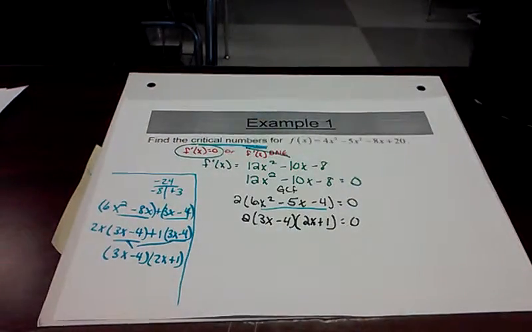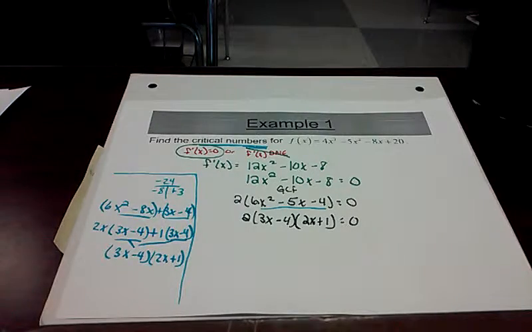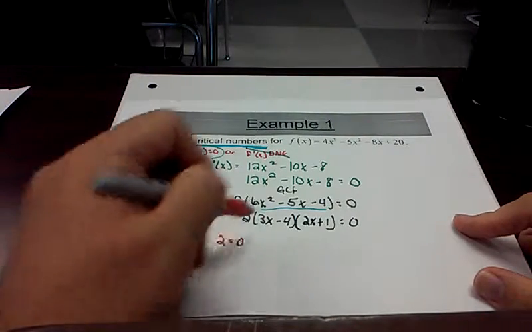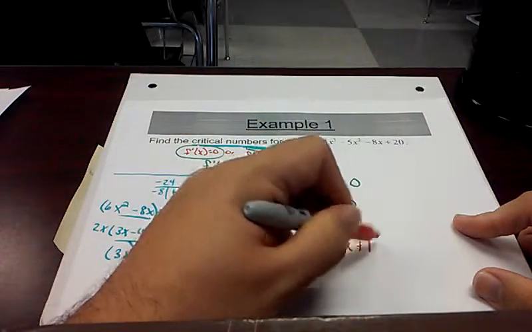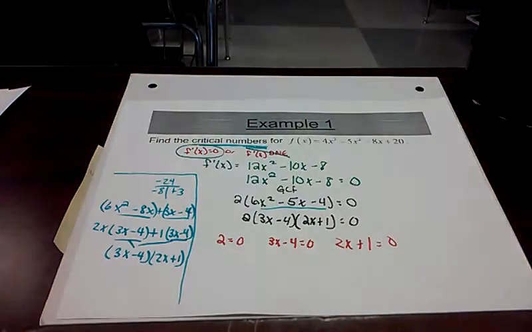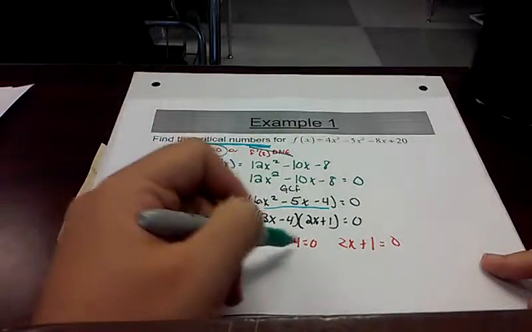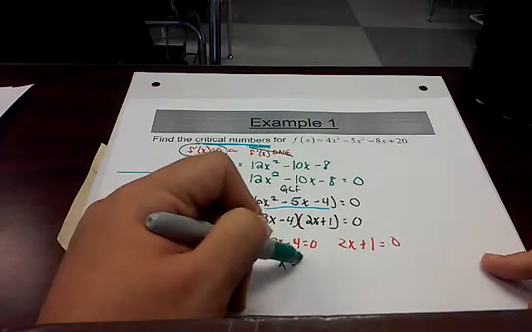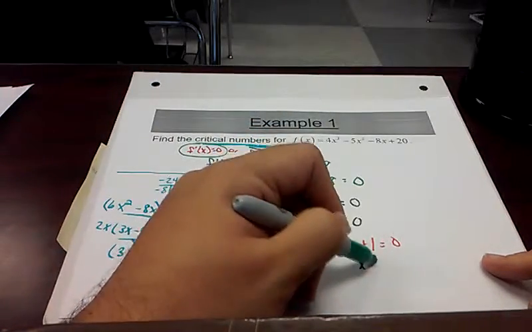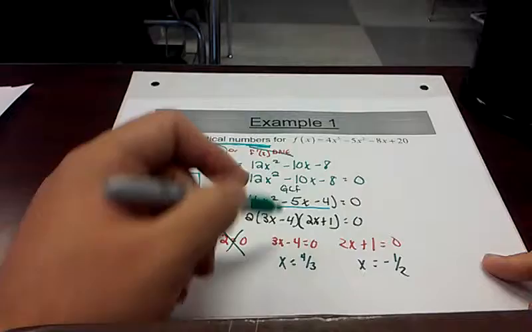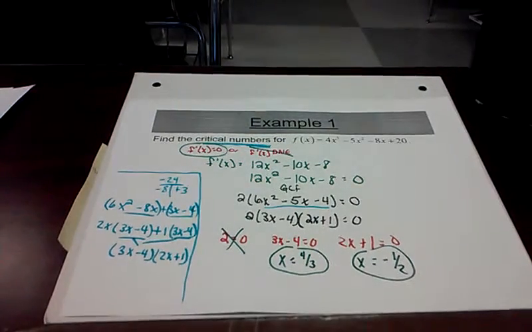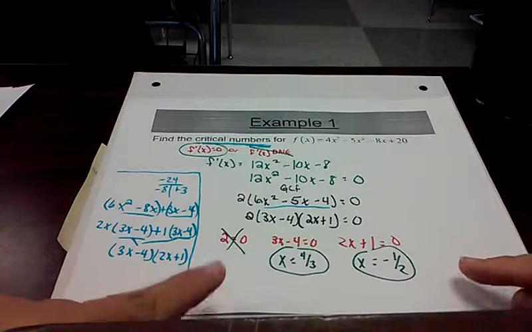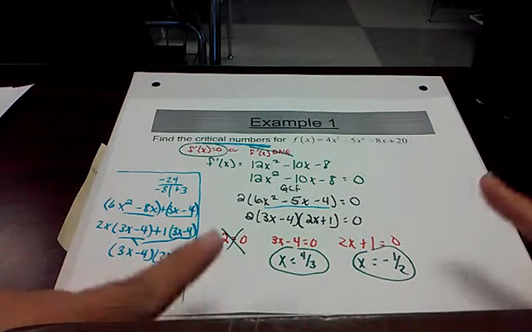Now that you've got it factored completely, we can set each one of these values equal to 0. So I've got 2 equal to 0, 3x minus 4 equal to 0, and 2x plus 1 equal to 0. 2 equal to 0 makes no sense whatsoever, so we can throw that out. 3x minus 4, if I solve this for x, gives me a positive 4/3. If I solve the other one for x, it gives me a negative 1/2. So these two values are my critical numbers. That is where the derivative is 0.